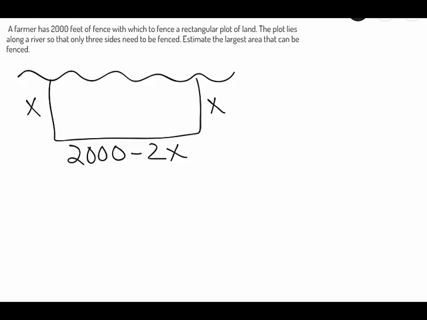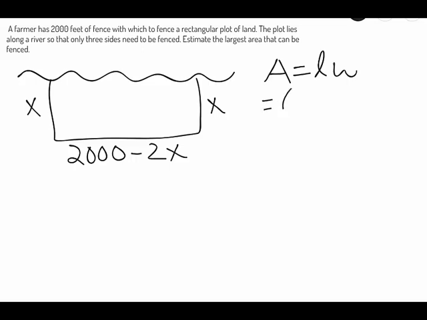So this is the setup for this problem. Our width, we're typically going to always say X. Our length is going to be however much fencing we have in the beginning minus 2X, almost always, as long as this is the shape we're working with. Now, it wants us to estimate the largest area that can be fenced. So we do need to know the formula for area of a rectangle. And area for a rectangle is length times width.